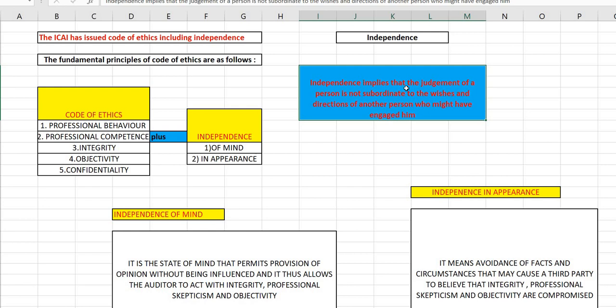So independence implies that the judgment of a chartered accountant is not subordinate to the wishes and directions of another person, which means the client, who might have engaged and employed him, who might have given him the engagement offer and the money to carry on the audit. In this case the client is A Limited, and the managers and the HR department authority hired the auditor. The judgment of a person is that of the chartered accountant himself. So the definition of independence is very clear now, but let's understand the meaning of independence of mind and in appearance.